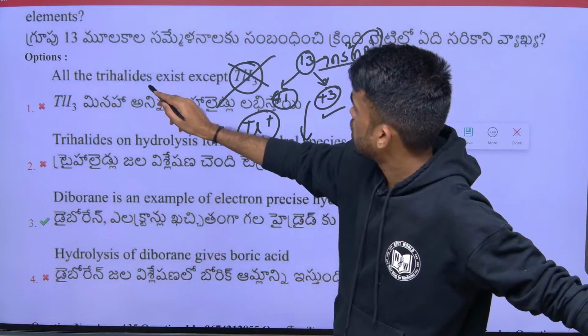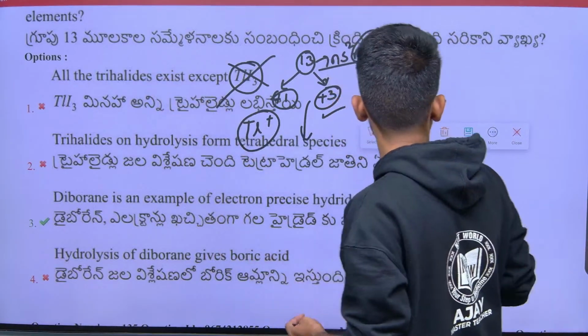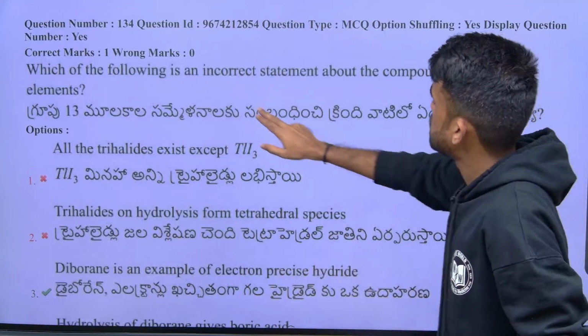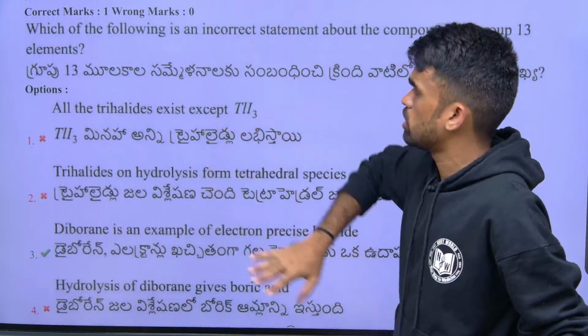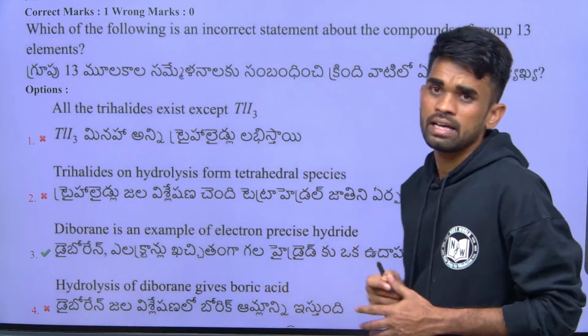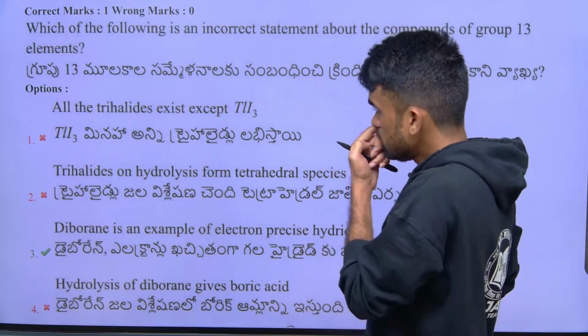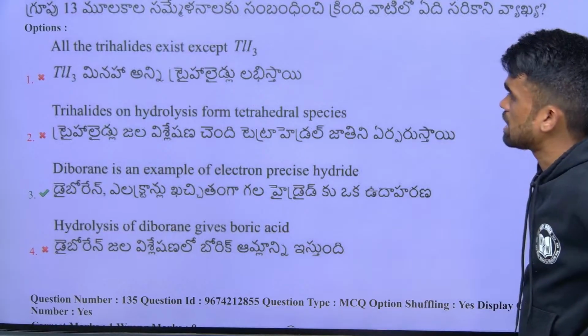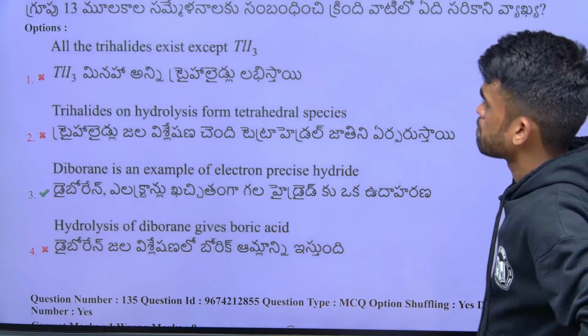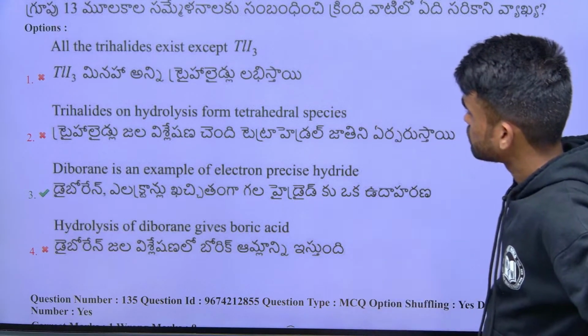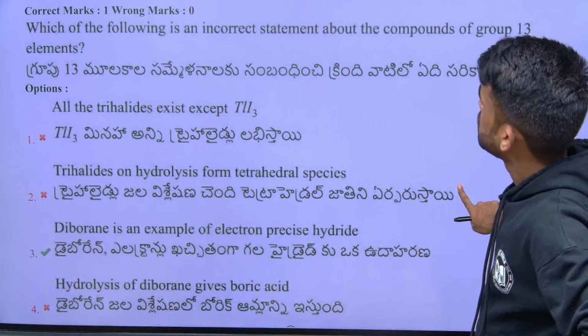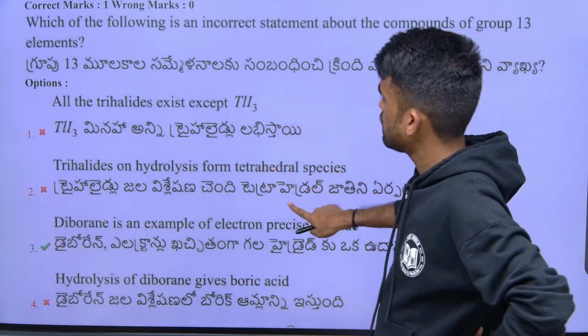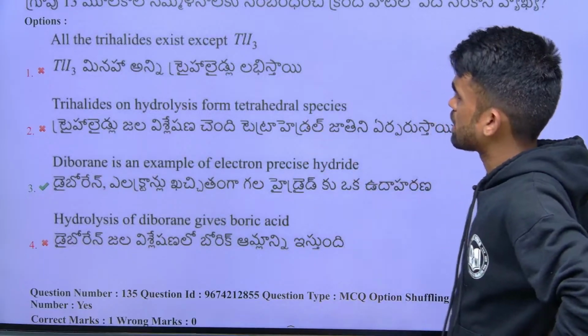Okay, this statement, what are they asking us? Which of the following is incorrect. So this is correct only. All trihalides exist except TlI3. Okay. Trihalides on hydrolysis form tetrahedral species. Let's see once again. They are asking about the incorrect one. No? This is correct only. This is also correct only.